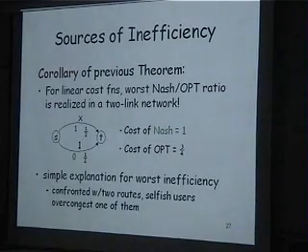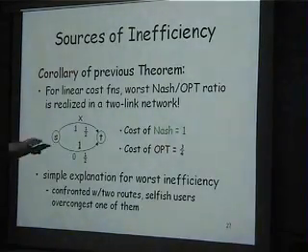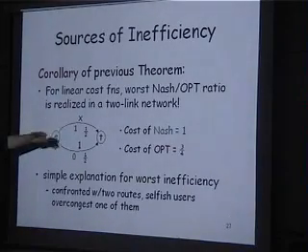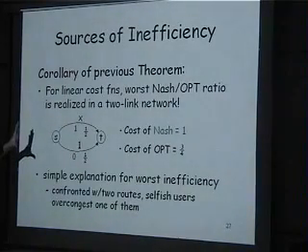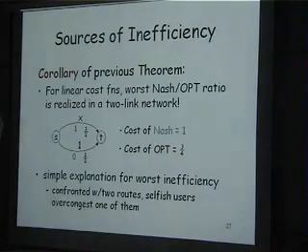Whereas selfish routers are completely unable to moderate themselves. So they over-congest the top edge to the point that it may as well not have been there at all. To the point that it no longer affords any benefit whatsoever because it's over-congested. Okay, fine. So in Pigou's example, that's why the Nash flow is inefficient.